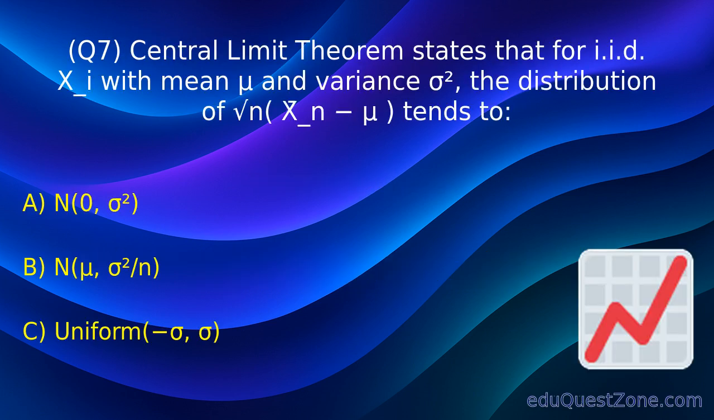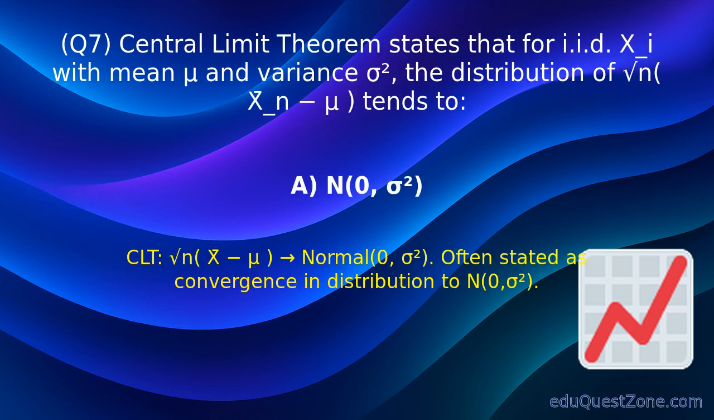Question 7. Central limit theorem states that for independent identically distributed random variables with mean mu and variance sigma squared, the distribution of square root n times the sample mean minus mu tends to option A: normal 0, sigma squared. By the central limit theorem, it converges in distribution to a normal with mean 0 and variance sigma squared.